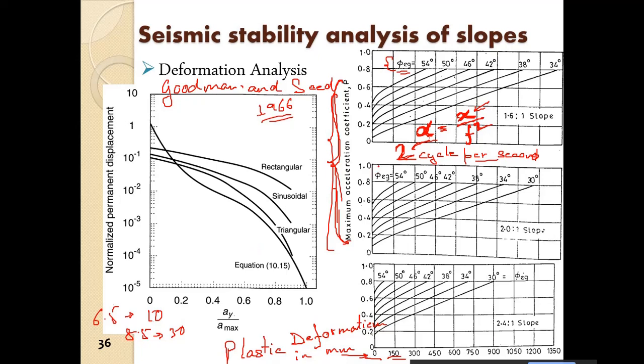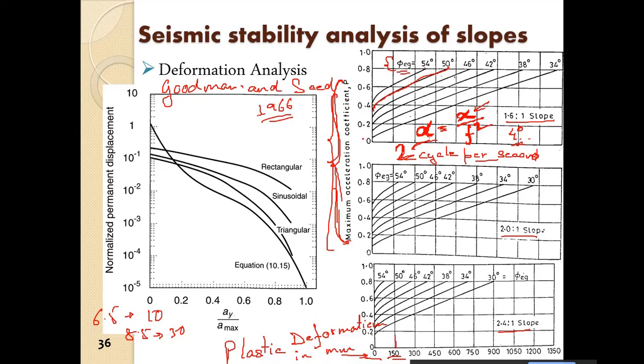Then again, here we can see the values are given for some particular slopes. So what we can do is, suppose the slope is 2 degree or 4 degree flatter than this. So the slope is 4 degree flatter than this. So instead of the 54 degree curve, we will use the 50 degree curve to obtain the acceleration, or to obtain the maximum displacement.